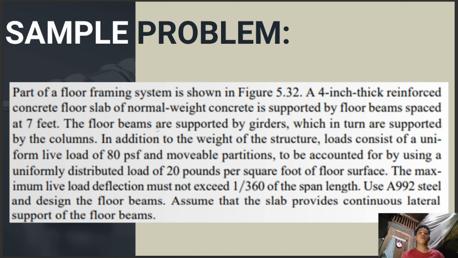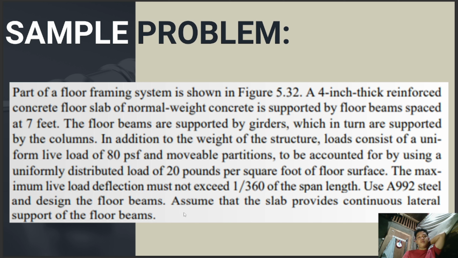In addition to the weight of the structure, loads consist of a uniform live load of 80 PSF and movable partitions, to be accounted for by using a uniformly distributed load of 20 pounds per square foot of floor surface. The maximum live load deflection must not exceed 1 over 360 of the span length. You must use A992 steel and design the floor beams.